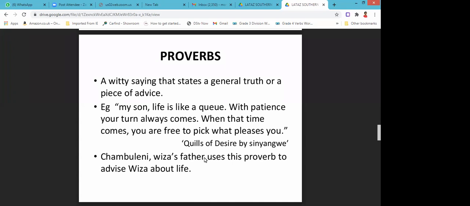For example, Mr. Chambuleni says, that's Wiza's father. He says, "My son, life is like a queue. With patience, your turn always comes. When that time comes, you are free to pick what pleases you." And he used proverbs in order to advise Wiza about life.